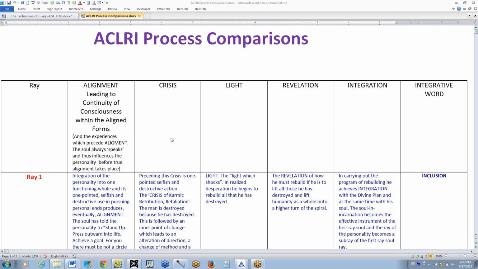For instance, in the first ray type we have the light which shocks, and in the fourth ray type, for soul, we have the light of victory breaking forth. What is the difference in the revelations? We'll do this sometime. And the methods, finally, how integration occurs.